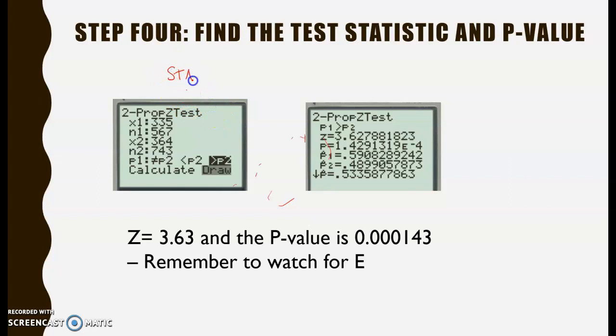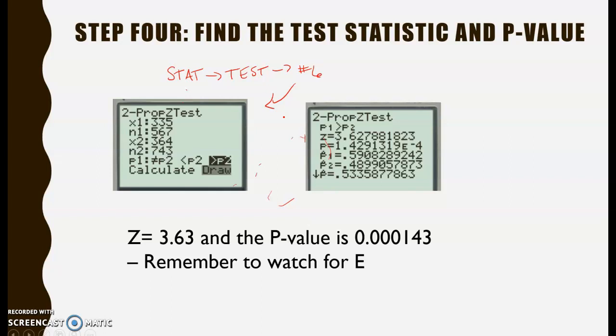So we want to go to stat, test, number 6. And that will bring you to this screen right here. And so that's our 2 proportion z-test. And you can see we put both sets of data in, 335 out of 567 for the lab-centered model, and 364 out of 742 for the teacher lecture model. And we have a greater than. And so when we hit calculate, that second screen pops up.